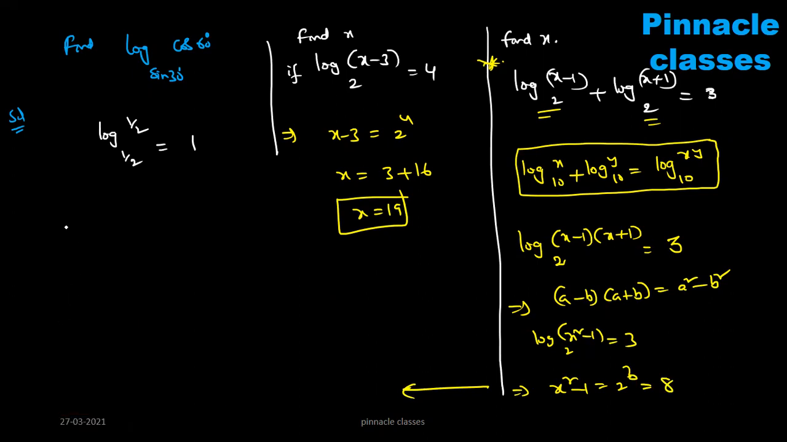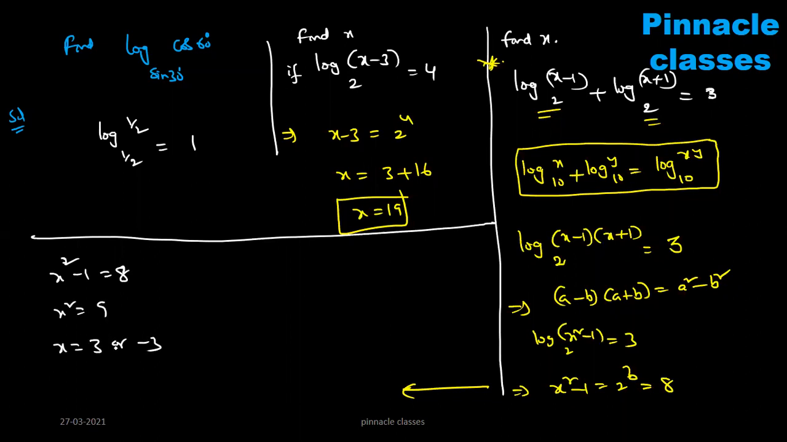So continuing here, x square is equal to 9. x is equal to what? Plus or minus 3. What about minus 3? Can a negative value be taken? Put x is equal to minus 3. What is your answer coming? Logarithm of minus 4 does not exist, first of all. So the answer is x is equal to 3 only.